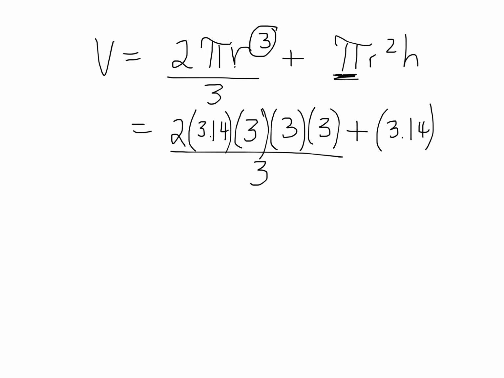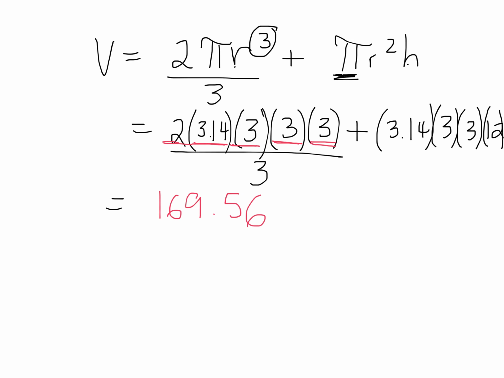And then radius squared, how many times do I write the radius? Twice. Okay, was the radius 3? And then the height is 12. So it is 2 times 3.14 times 3 times 3 times 3. Someone tell me what that answer is. 2 times 3.14 times 3 times 3 times 3 is 169.56 divided by 3 plus, let's do that in a second.